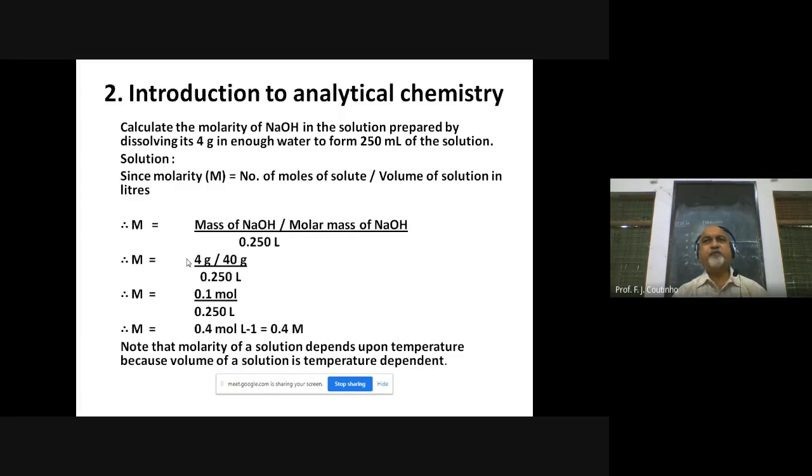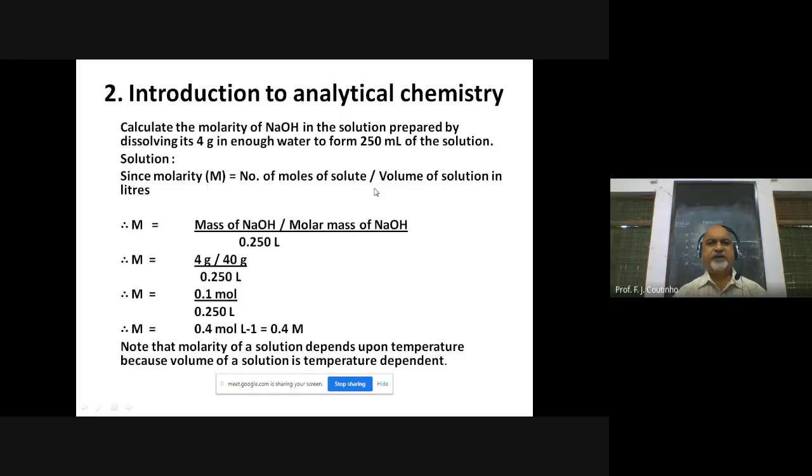So I have to prepare 250 ml of the solution. I am using 4 grams of NaOH, and I am using enough water to form 250 ml of solution. Here the solute is NaOH, the solvent is water, and I have to prepare a solution. Now here, molarity is equal to the number of moles of solute, that is the solid NaOH, upon volume of solution in liters.